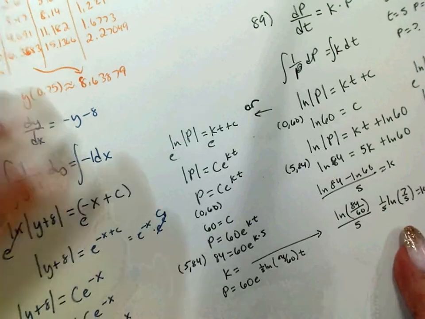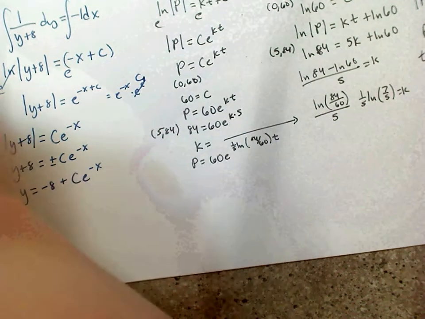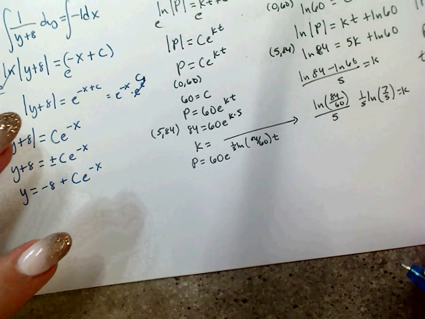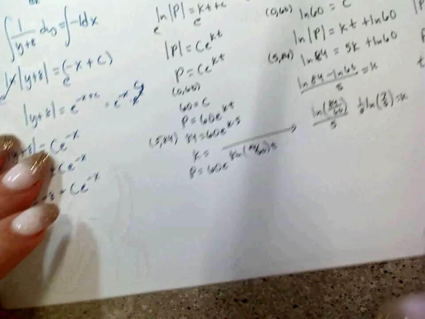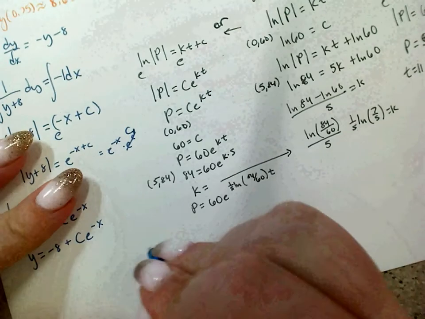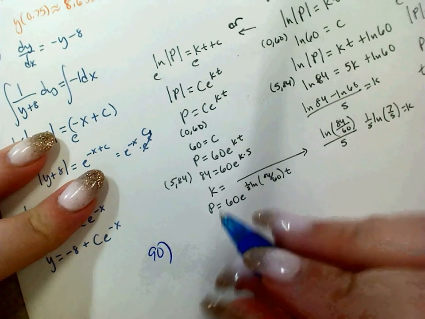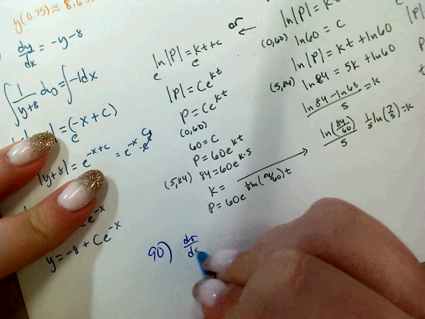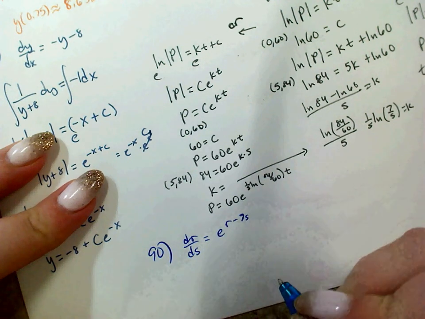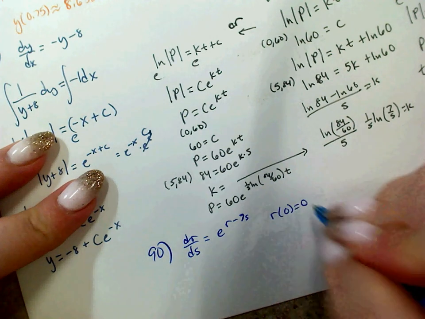Okay. Last one, 90. Where's the question? Where are the questions? Oh, it's right there. So 90 says find the particular solution to the differential equation dr/ds equals e to the r minus 7s that satisfies the initial condition r of 0 equals 0. In fact, I'm going to make it an x.